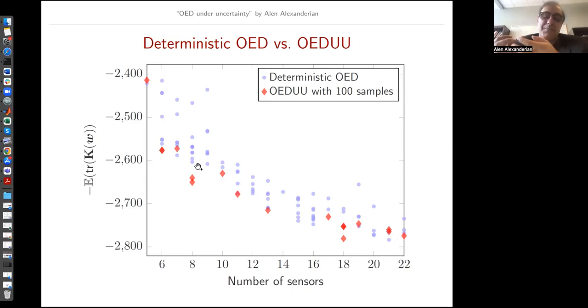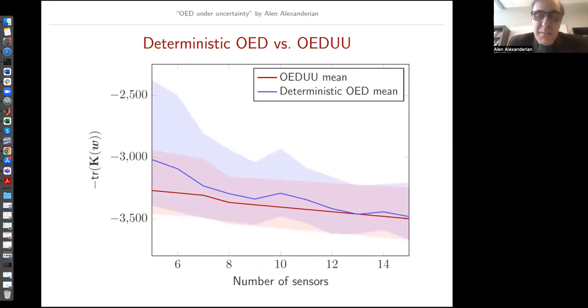But you see, we consistently do well with these red designs, and with the blue dots, the deterministic OED, which you can also consider as doing expectation with just one sample. You can get lucky and get some okay design, but you could also have a very suboptimal design. So it's not a very good idea in practice to just use some random sample of the velocity field to calculate the design, unless you can afford to put too many sensors, in which case maybe that's fine. But if you have access to few sensors, then OEDUU definitely is the way to go.